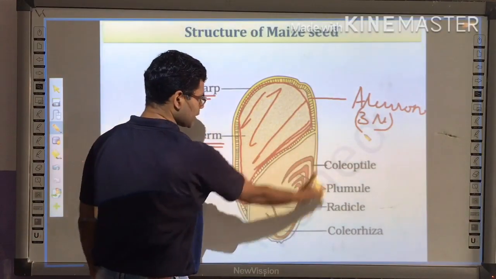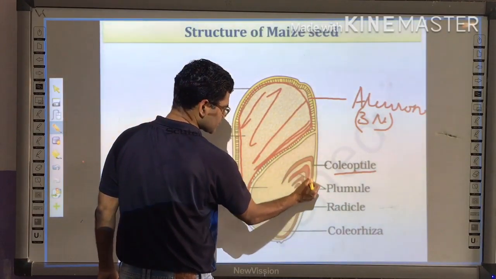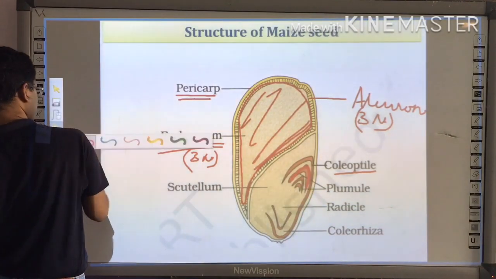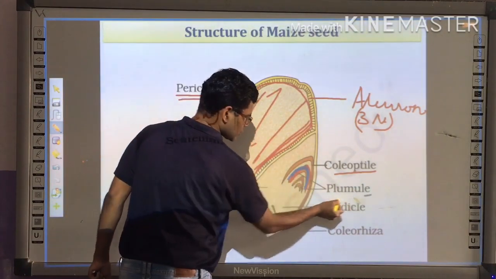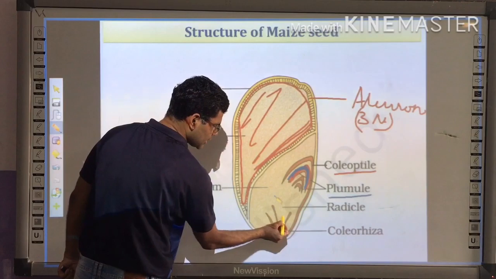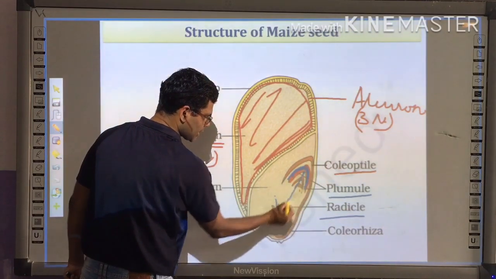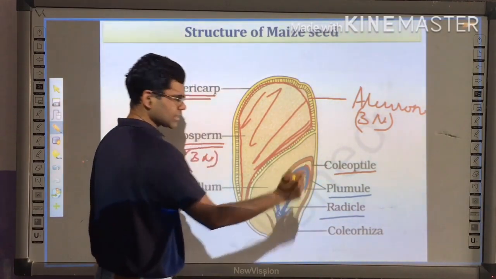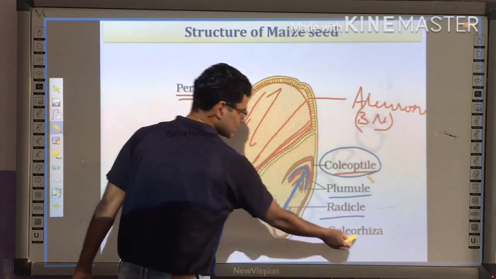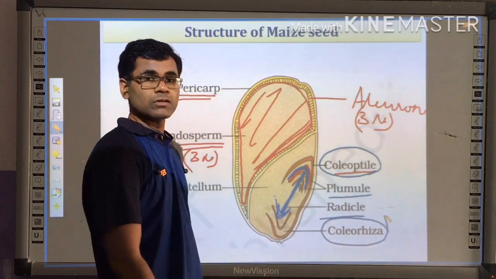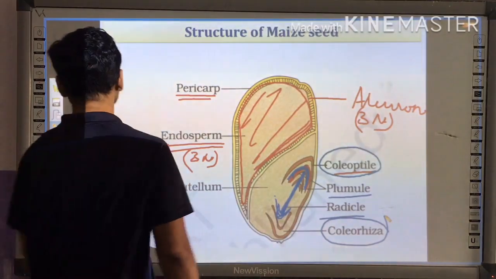And this is our embryonic part, right? This structure we have discussed. This is the plumule. As you can see here, this structure is the radicle. So from plumule to radicle, this is the embryonic axis. From here to here, it is the embryonic axis. Plumule is covered by the top layer called coleoptile. Radicle is covered by the bottom layer, called coleorhiza. Okay, so that is a typical structure of a maize seed.